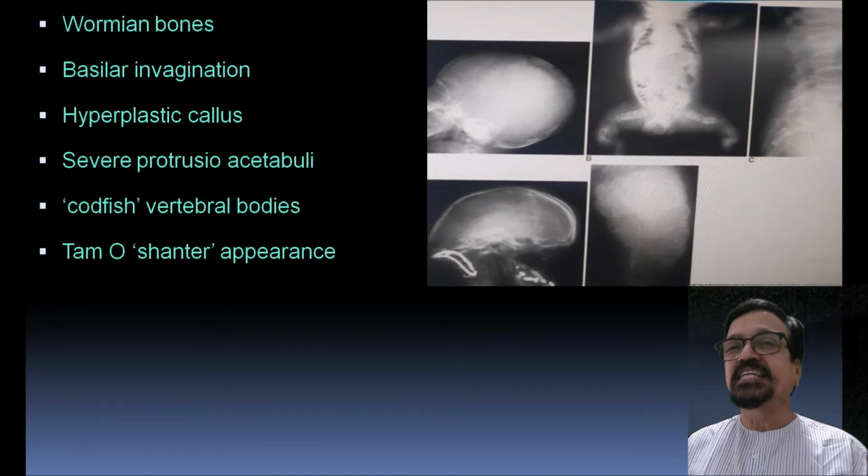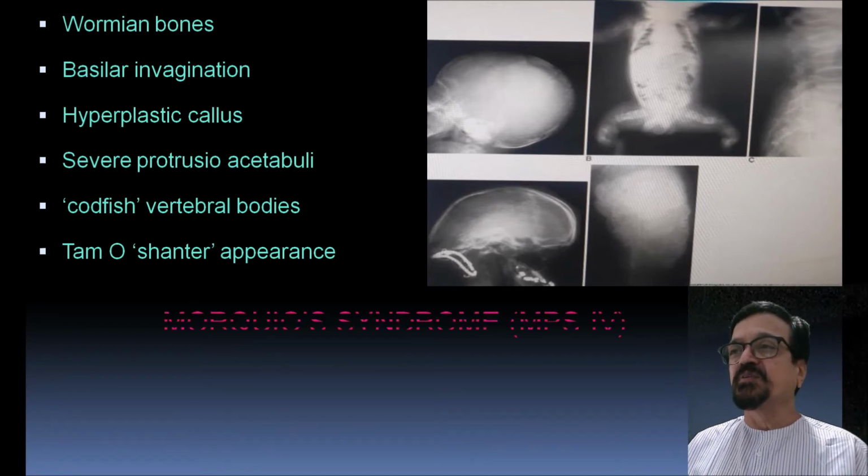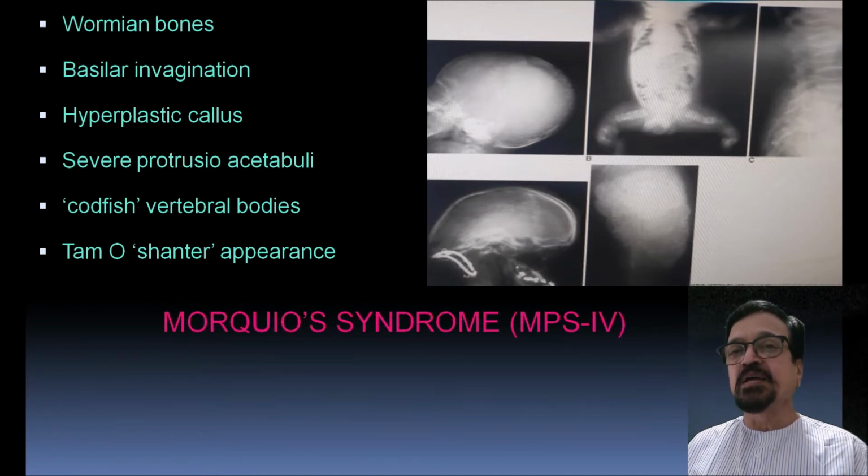Now see again the X-rays, what is shown: wormian bones, basilar invagination, hyperplastic callus, severe protrusion of acetabuli, hook fish vertebral bodies, and Morquio's appearance. This was Morquio's syndrome.